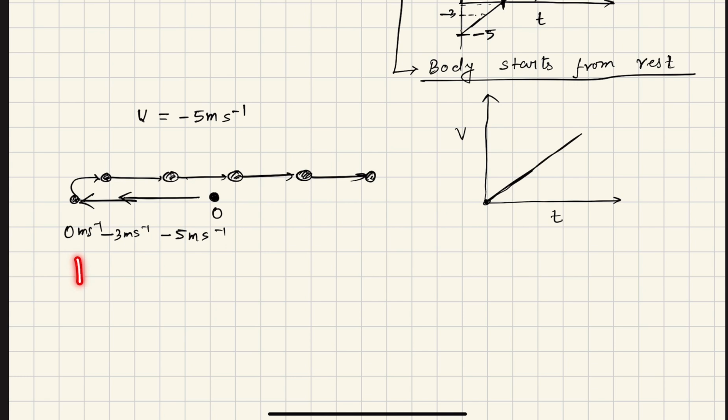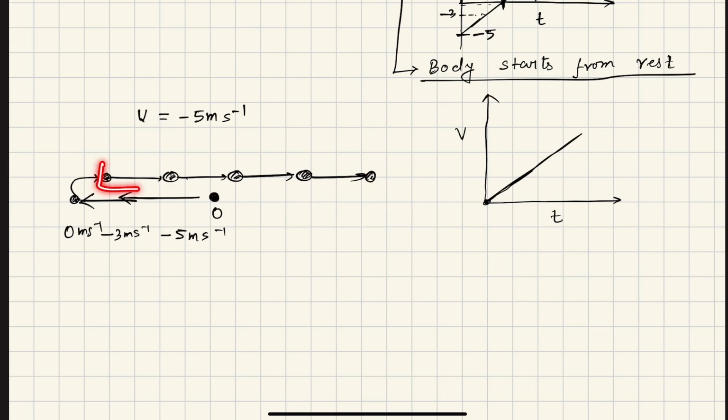So originally, if you see this part to this part, I am talking about this part, there has been a retardation, right? The retardation is in the opposite direction, because you see the magnitude of the velocity has decreased. So there has been retardation over here.